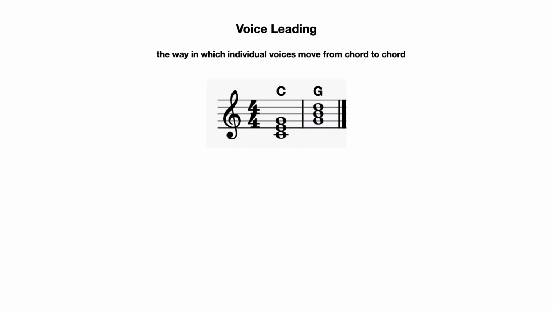So voice leading is the way in which individual voices move from chord to chord. Take, for instance, the progression C to G. In root position, moving in this way, if we thought of it in terms of voices, the C goes to G, the singer who's singing E goes to B, the singer who's singing G sings D. And it would sound like this. And if we break that down to what each individual voice is doing, each is singing up a fifth.